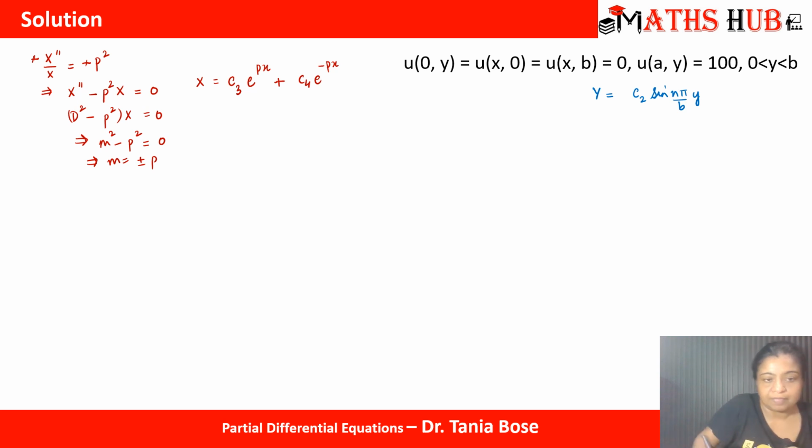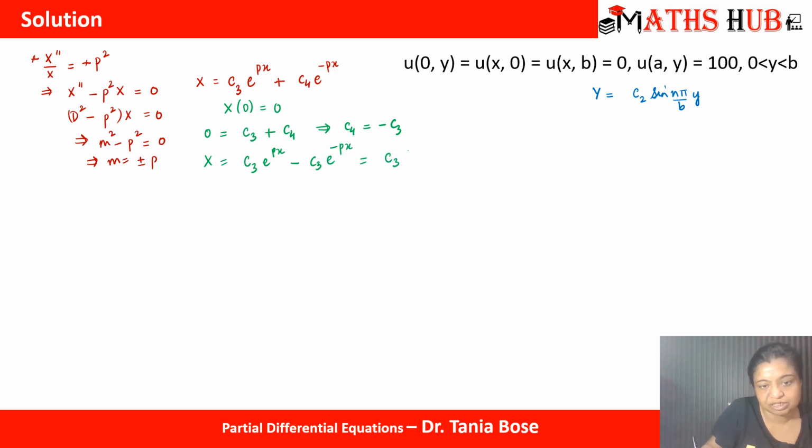Right? Okay. So now one initial condition that is left is x at 0 is equal to 0. So we'll put x also 0. So we will get C3 e raised to power 0 is 1. So we will get C3 plus C4. So I can replace C4 as minus of C3. So x turns out to be C3 e raised to power px minus C3 e raised to power minus px. So I can write this expression as C3, I can take out e to the power px minus e to the power minus px.